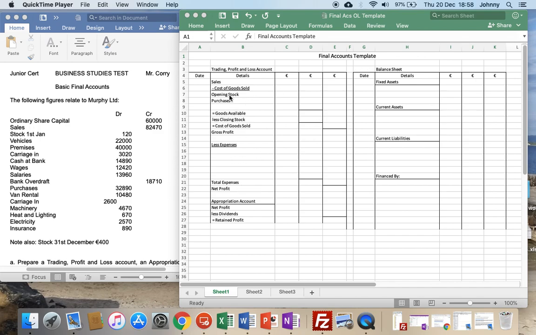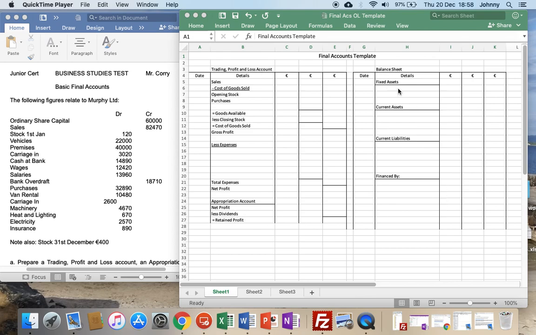So you will always have this section here in cost of goods sold, opening stock, purchases. There may be other things in as that would be a cost. So I'm leaving one extra line in there. And then we've got all of our different expenses that we'll find in here. We may have an appropriation account where we have to deal with dividends, money paid out to shareholders.